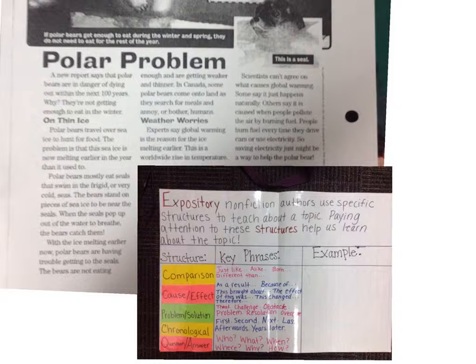Weather worries. Experts say global warming is the reason for the ice melting earlier. This is a worldwide rise in temperature. Scientists can't agree on what causes global warming. Some say it just happens naturally. Others say it is caused when people pollute the air by burning fuel. People burn fuel every time they drive cars or use electricity, so saving electricity might be the way to help a polar bear.